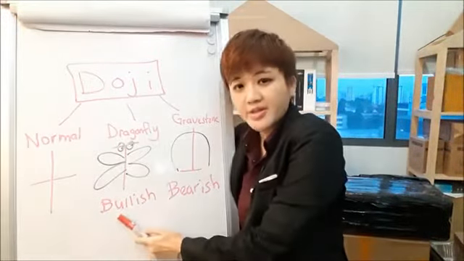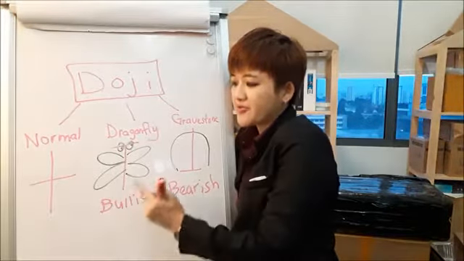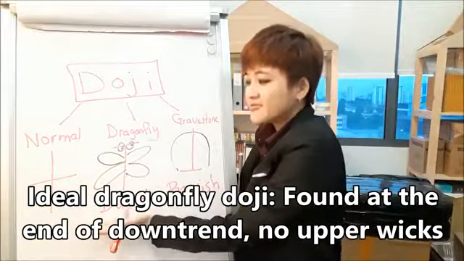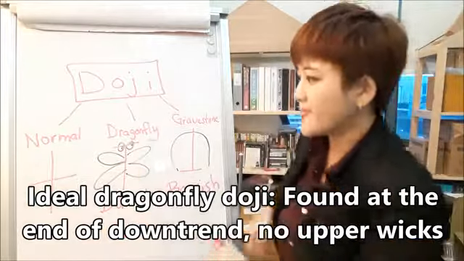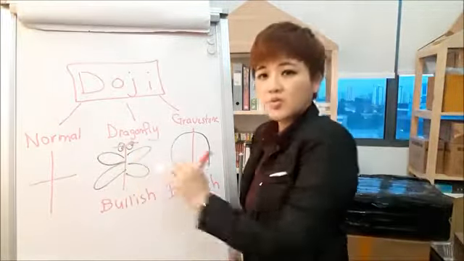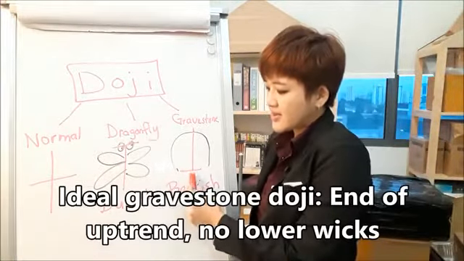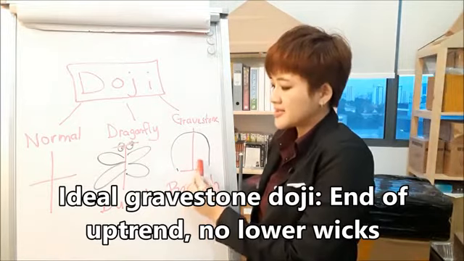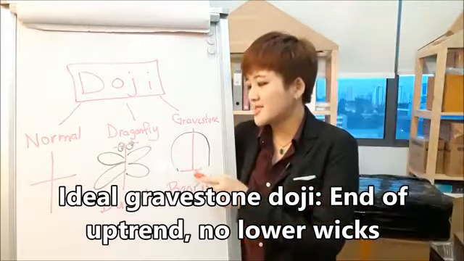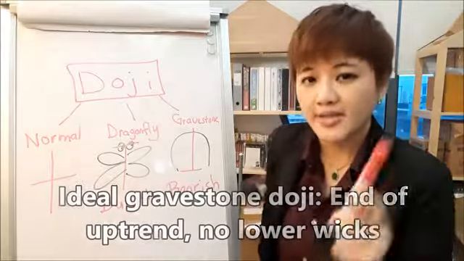So the dragonfly doji, because this is a bullish signal, is very effective if you find it at the end of a downtrend. The ideal dragonfly doji doesn't have an upper wick. It just has a lower wick. The longer it is, the better. The ideal gravestone doji doesn't have a lower wick, but has an upper wick. The longer, the better. And hence, it is more effective if you find it at the end of an uptrend.